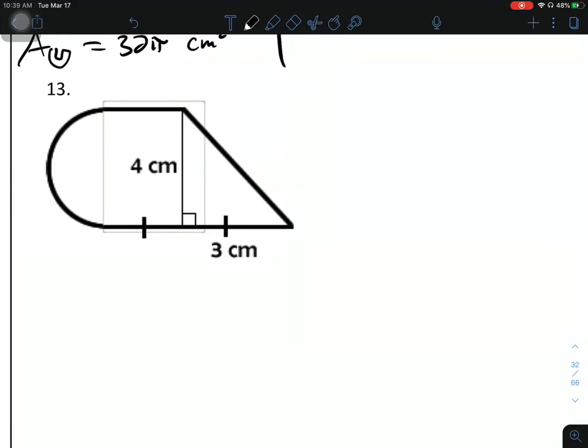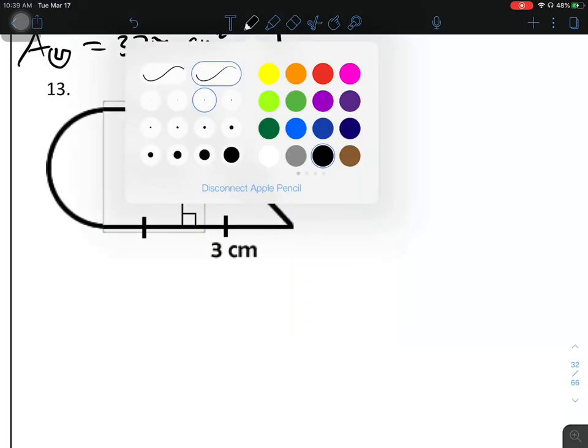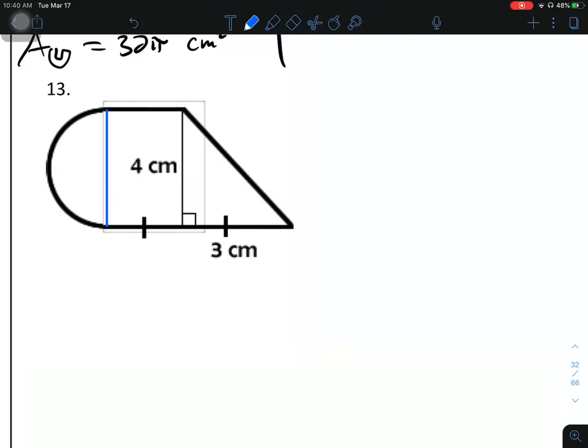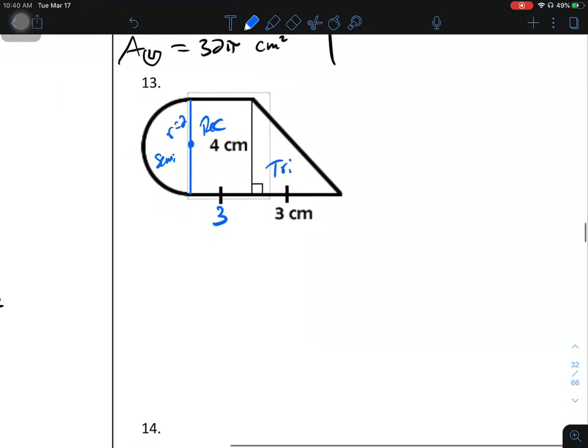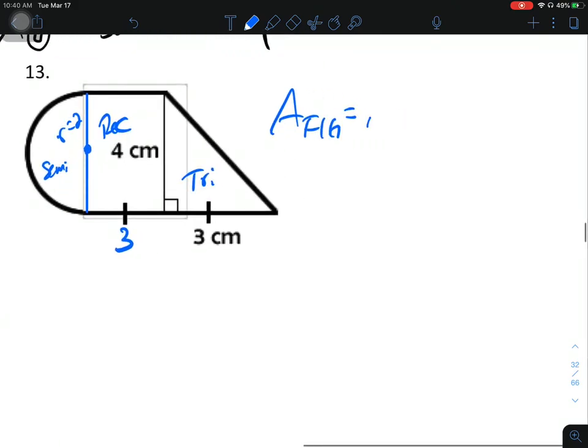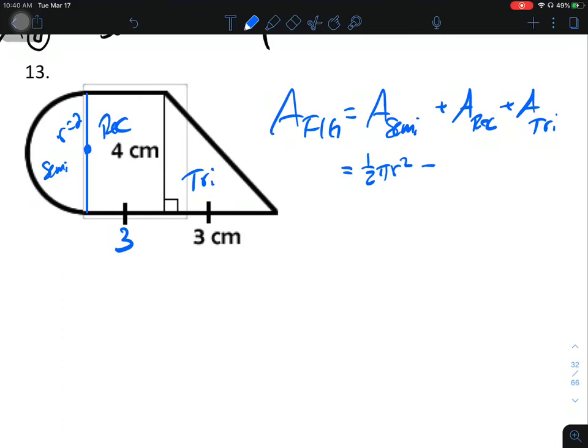Number 13. We have here a rectangle and a semicircle and a triangle. Break this apart. That's going to make this radius 2. So this is a semicircle, this is a rectangle, and this is a triangle. To find the area of the figure, we're going to take the area of the semicircle plus the area of the rectangle plus the area of the triangle. Semicircle is half pi r squared. A rectangle is base times the height, and the triangle is 1/2 base times the height. The reason I used subscript variables, this base is likely different from this base. This height is likely different from this height.